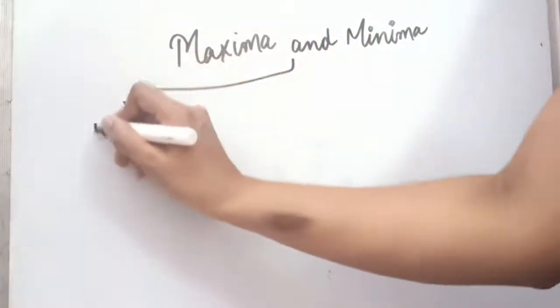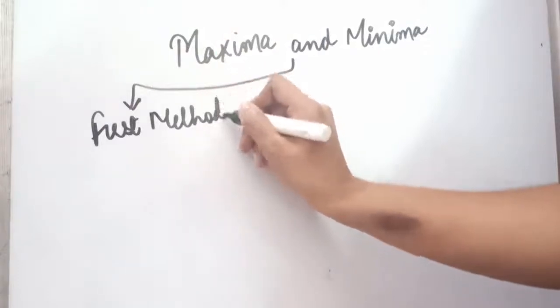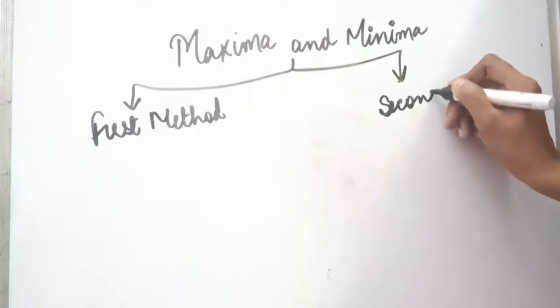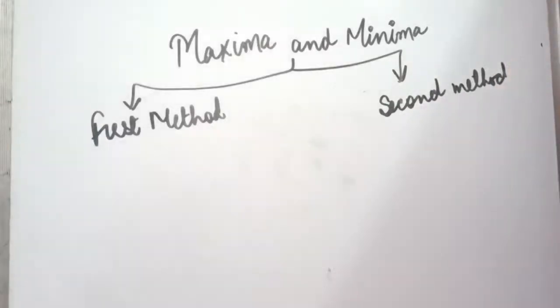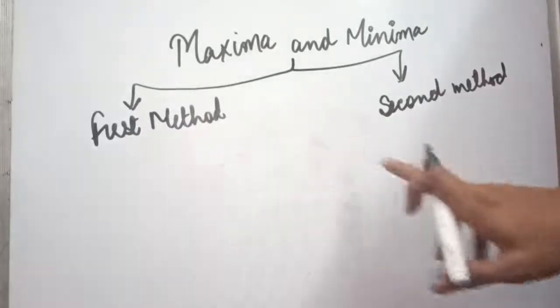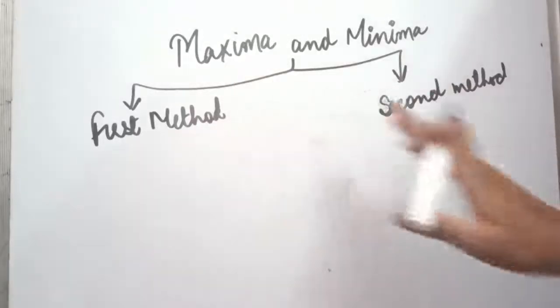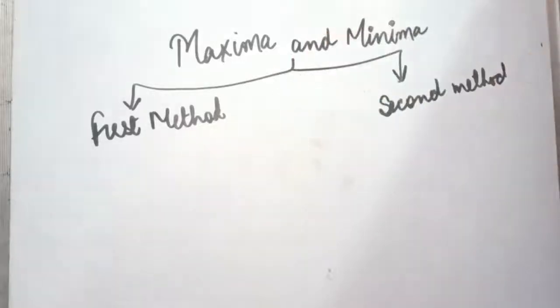So we have the first method, in which we will make use of only the derivatives, and then we have the second method, in which we will try to find out the maxima and minima through the changes of signs. You can apply any of these methods. In one question you have to apply one method, and you can select any of them, and both methods will give you the same solution.